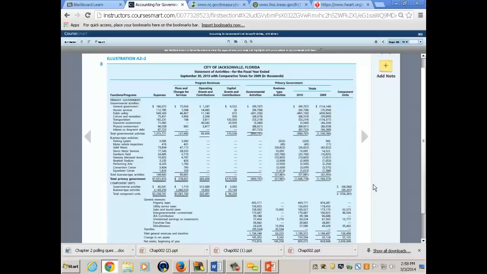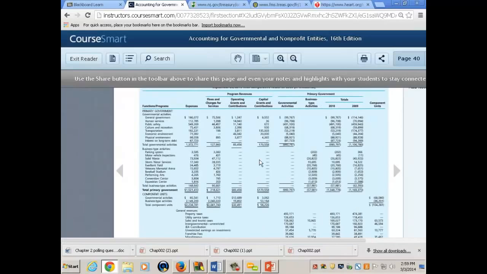So let me ask you a question, and I know it's hard to read this, but I think most of you can see brackets, right? Governmental activities. What does that tell you? Every single activity that the government undertook resulted in what? A loss, or expenses, expenditures being more than the revenue, right?